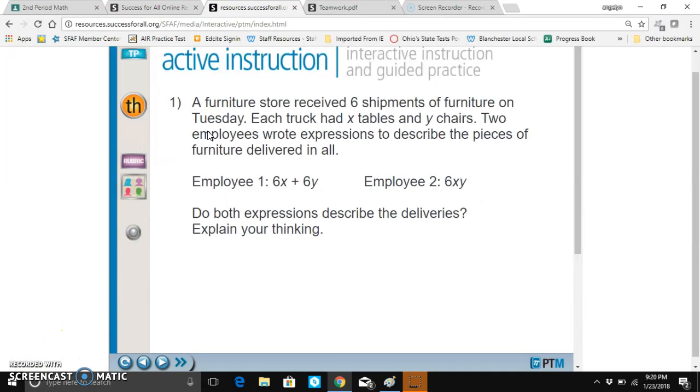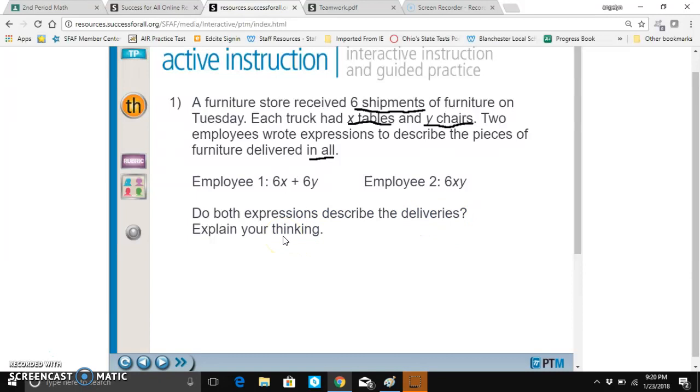Okay, here's another example of a word problem. It says a furniture store received 6 shipments of furniture on Tuesday. Each truck had X number of tables and Y number of chairs. Two employees wrote expressions to describe the pieces of furniture delivered in all. Employee 1 says it's 6 times X plus 6 times Y. Employee 2 says it should be 6 times X times Y.